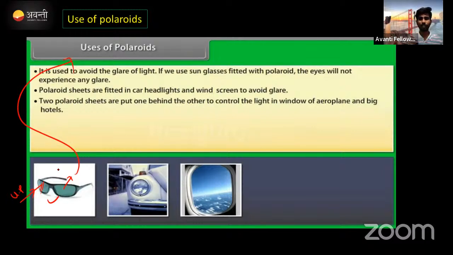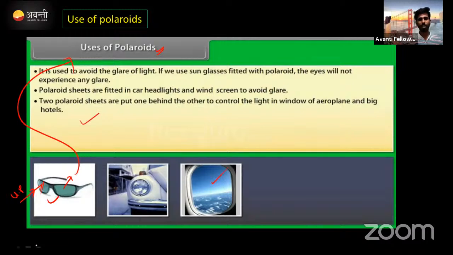The light which is incident on a stone will not reflect to your eye. You want to see that stone, no, or else you're going to ride on the stone. At that time you can't see, because almost all the unpolarized light is entering your eyes. To control that unpolarized light, we use spectacles made by polarizers. By using these polarizers, we can easily see the stone in front of our vehicle. In aeroplanes also, we use the same thing. These are a few important applications of polarizers.